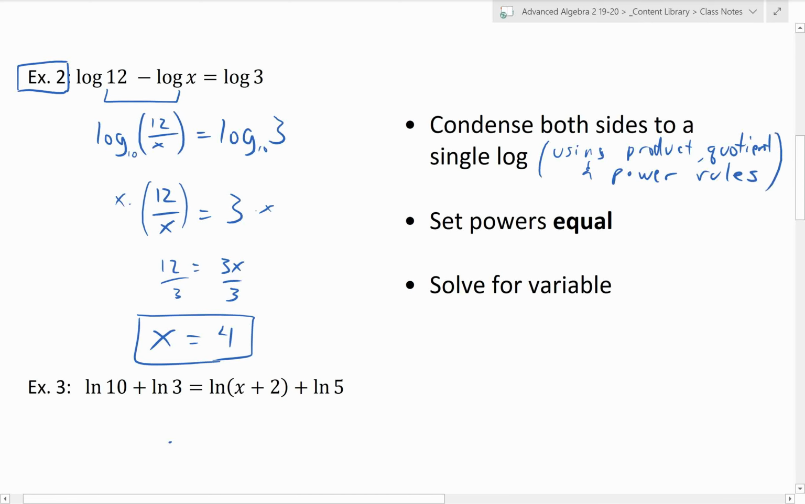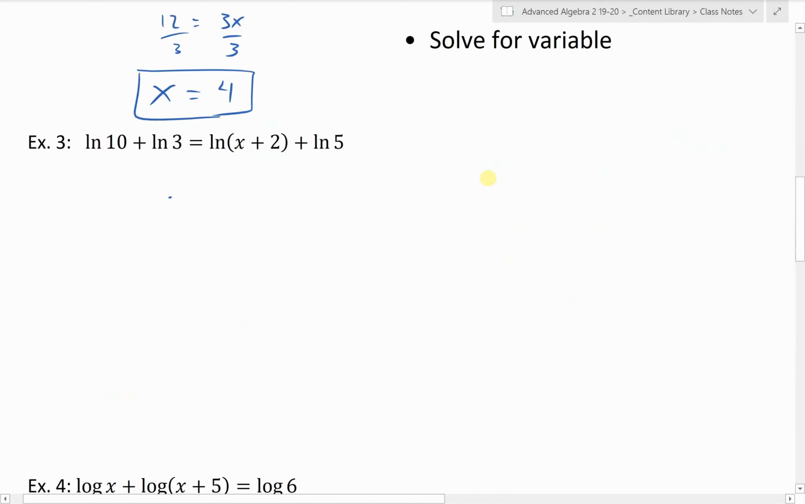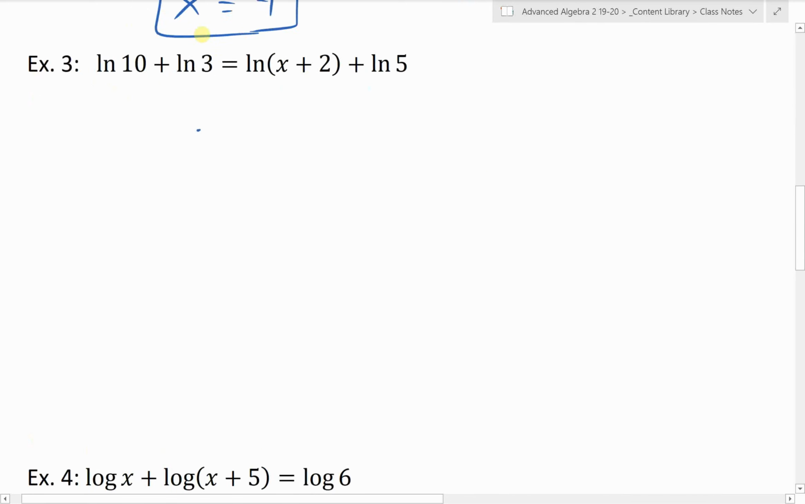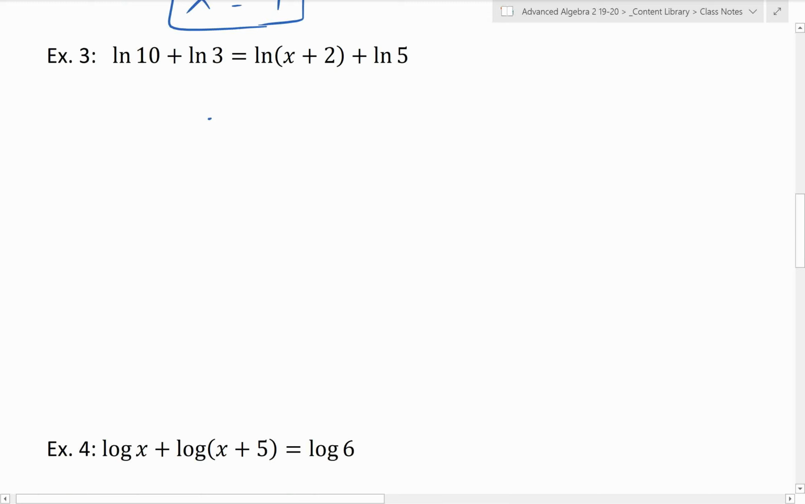In the last section it might have felt like we were just doing these random exercises with all these substitutions, and really the point was to make sure we're really strong with those rules so that we'll be able to solve logarithmic equations. Okay, so here are our steps. Condense both sides so that you have a single log on each side. Then you can set the powers equal and solve for the variable. Let's do one more in this video. We'll split this section into two videos here.